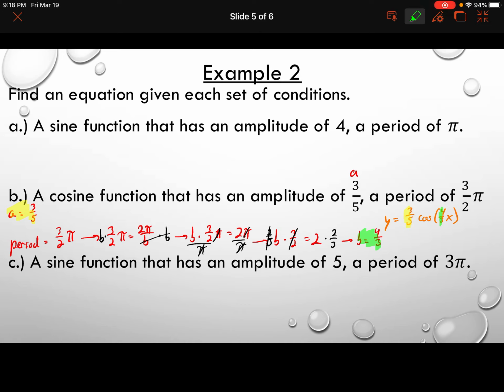With this one, it was a little bit trickier because of the fraction. So hopefully A and C are a little bit easier since those only deal with whole numbers. Though you do want to make sure you know how to deal with fractions as well. So at this point, examples A and C on your own.